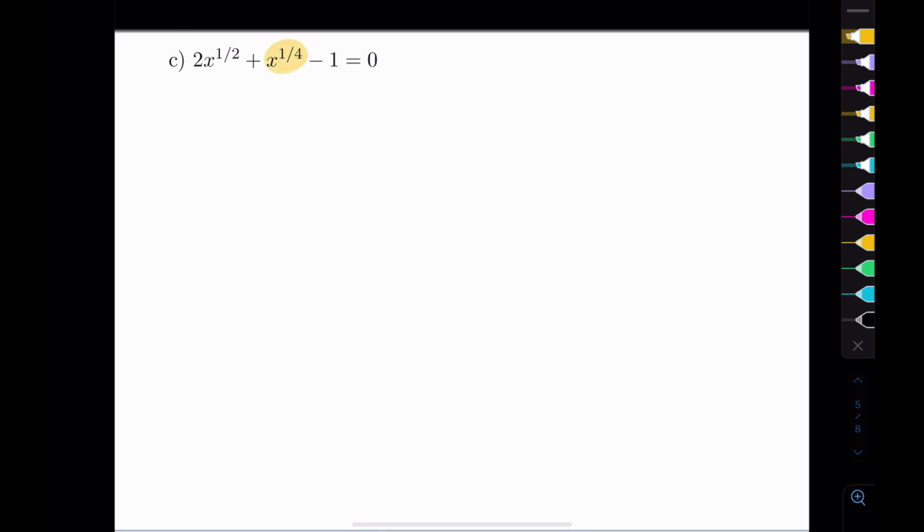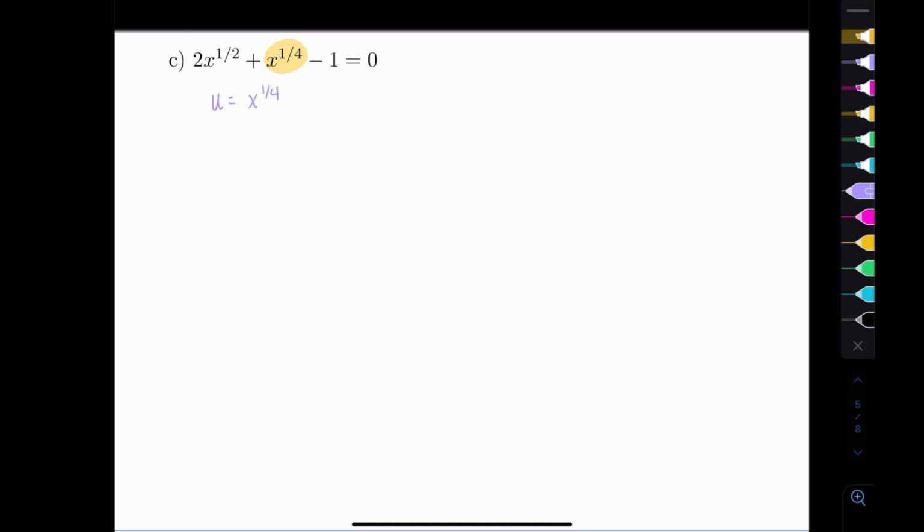So with this, I'm going to pick the smaller exponent between the two, and I'm going to make what's known as a u substitution. So we're going to change this to the variable u. So u is going to be x to the 1/4. So I want to rewrite this equation in terms of this variable u.